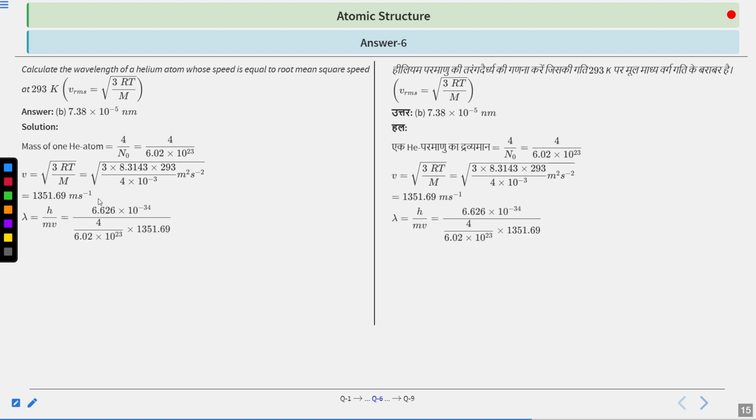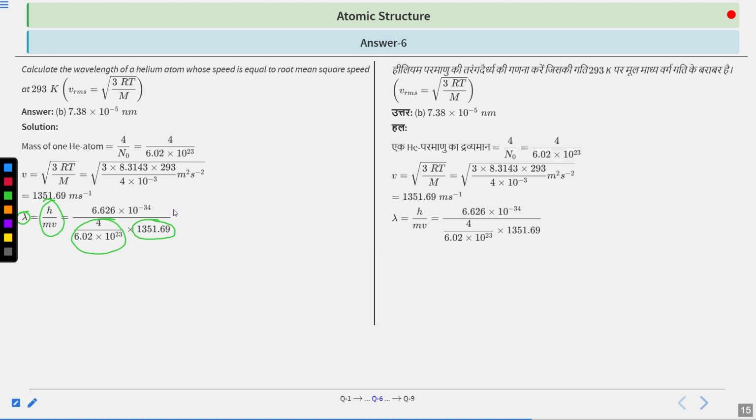Now, the thing which we have to calculate is lambda, because we are told to calculate the wavelength. We know the de Broglie relationship, which is lambda equals h by mv. If you put the value of h, it is 6.626 into 10 to the power minus 34. We know it, it's a constant. Then your mass will be this much, we have calculated the mass in this way, and your velocity is 1351.69. Clear?